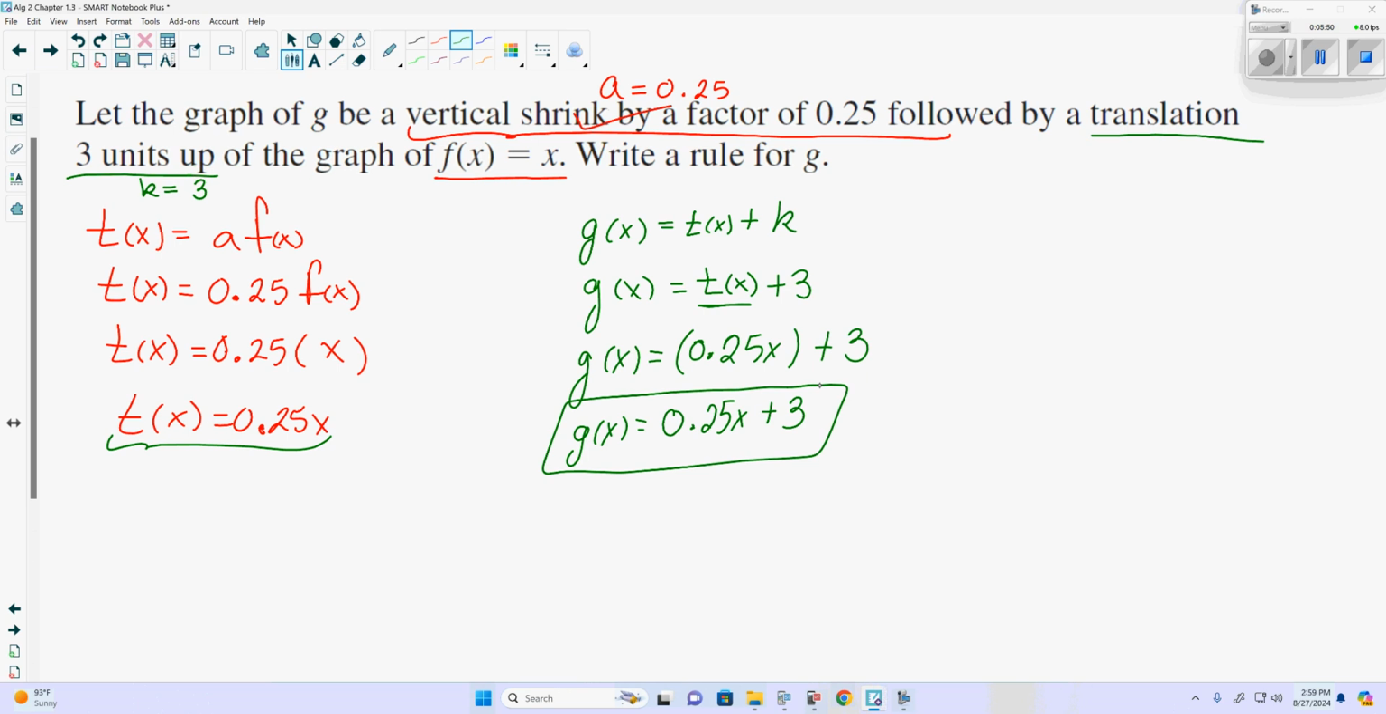Questions on this here? We feel good with this here. Because for the most part, this combination of transformations isn't any different than what we did. We're just taking it one transformation at a time.